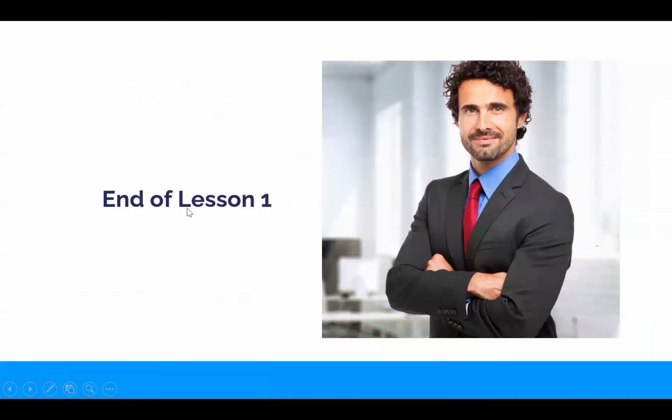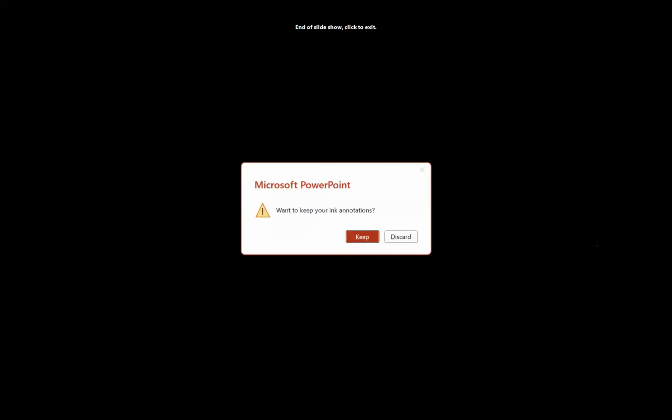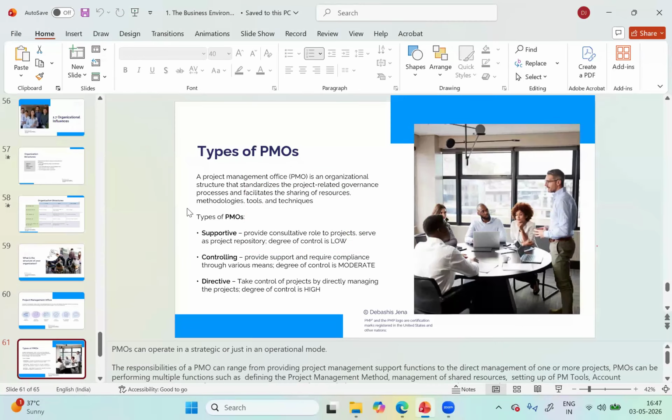Very well. So this is all I had in the last part, organizational influences. So here we talked about certain organizational factors which could influence project management directly or indirectly. So that brings us to the end of chapter 1, which is business environment. I would pause. Anybody got a question on all of business environment we discussed as well? Any questions?